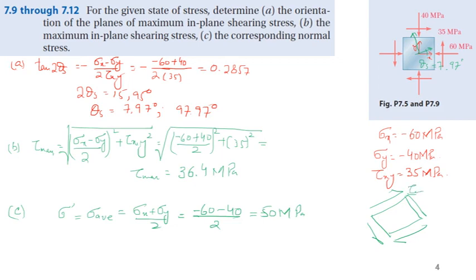and that tau max will be equal to 36.4 megapascal. And the corresponding normal stress will be compressive, and that value will be equal to sigma average, 50 megapascal. And that is, we are simply rotating by the angle of 7.9 degrees in the counterclockwise direction. Okay, so that's how we can find the maximum shear stress and the corresponding normal stress for the problem as shown over here.